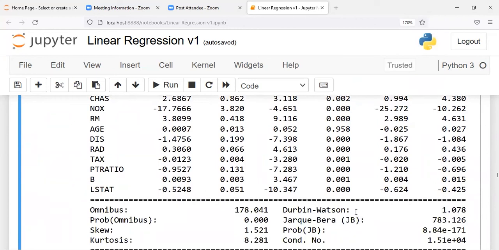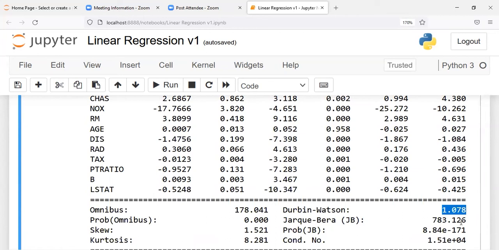One other thing which is very, very important here is the Durbin-Watson statistic. Durbin-Watson statistic is a measure of autocorrelation. It tells us whether there is autocorrelation in the data set or not. Ideally, if there is no autocorrelation in the data set, the Durbin-Watson statistic must be 2. I repeat, if there is no autocorrelation, the Durbin-Watson statistic must be 2.